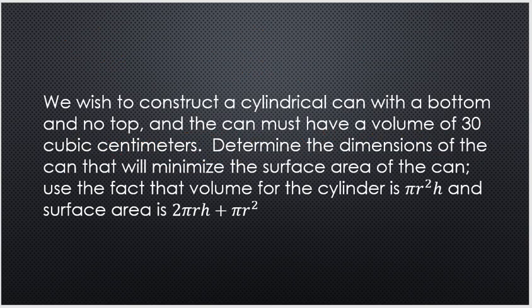Next problem, we wish to construct a cylindrical can with a bottom and no top, and the can must have a volume of 30 cubic centimeters. Determine the dimensions of the can that will minimize the surface area of the can. Use the fact that the volume for a cylinder is pi r squared h, and that the surface area for this particular cylinder is going to be 2 pi r h plus pi r squared.